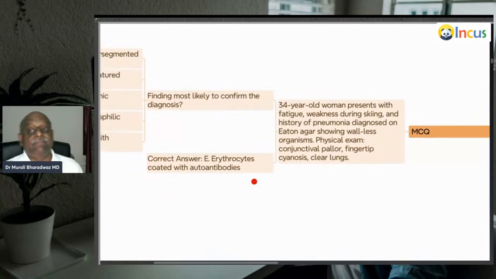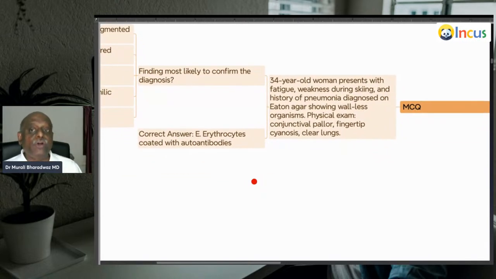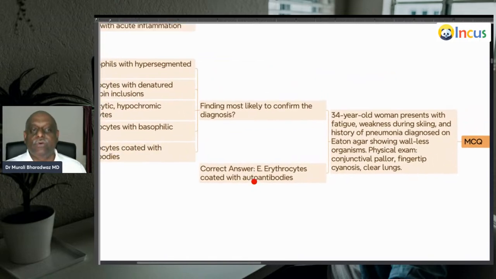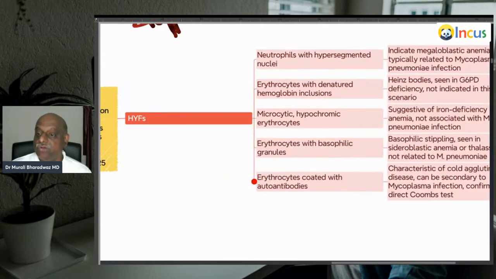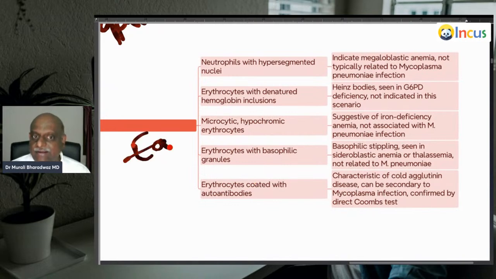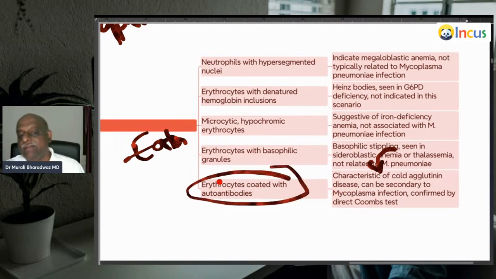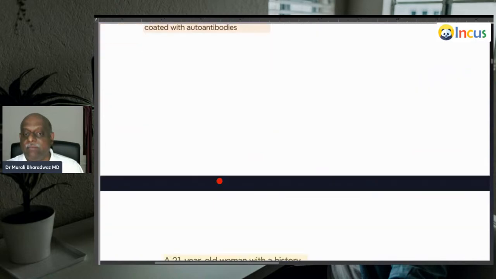34-year-old presents with fatigue, weakness during skiing, history of pneumonia, diagnosed on Eaton agar. So what is the underlying cause, doctor? So you should always remember Mycoplasma. And you will remember Eaton agar. It can lead to cold agglutinin disease. Erythrocytes coated with autoantibodies is what you will typically come across.